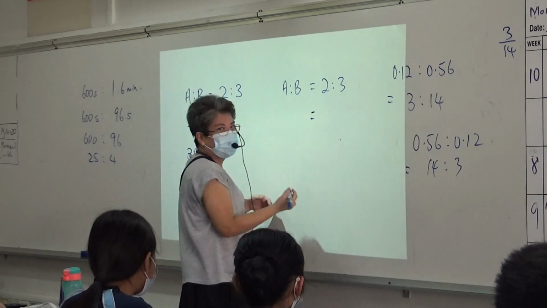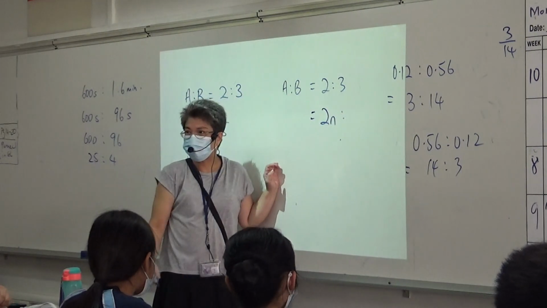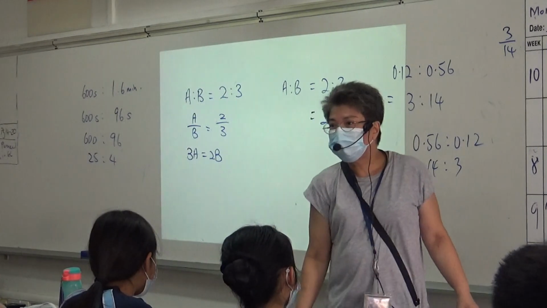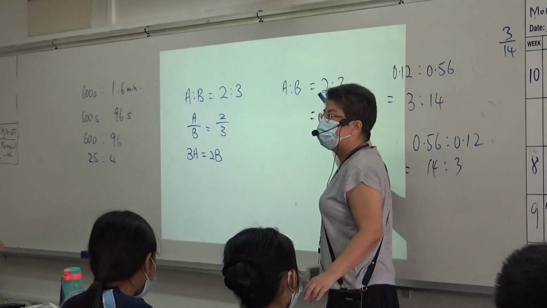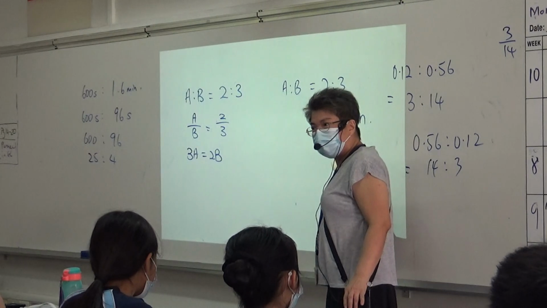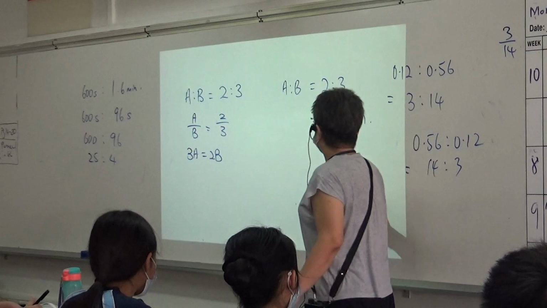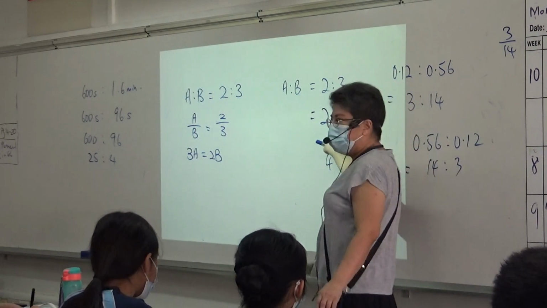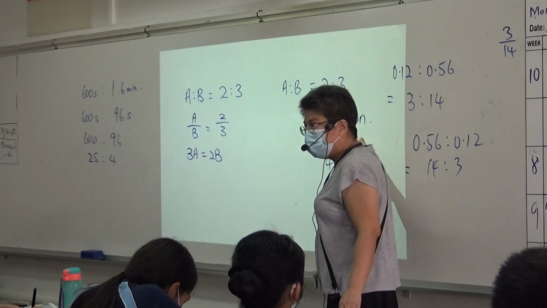So if A is to B is 2 is to 3, it's actually 2 times a number is to 3 times the same number, correct? It's not necessarily just 2 is to 3. It's 2n is to 3n. Just like if let's say n is 2, what will happen? This will be 4 is to what? 6. It's still 2 is to 3. If n is 1 million, of course it's 2 million is to 3 million. Do you understand?